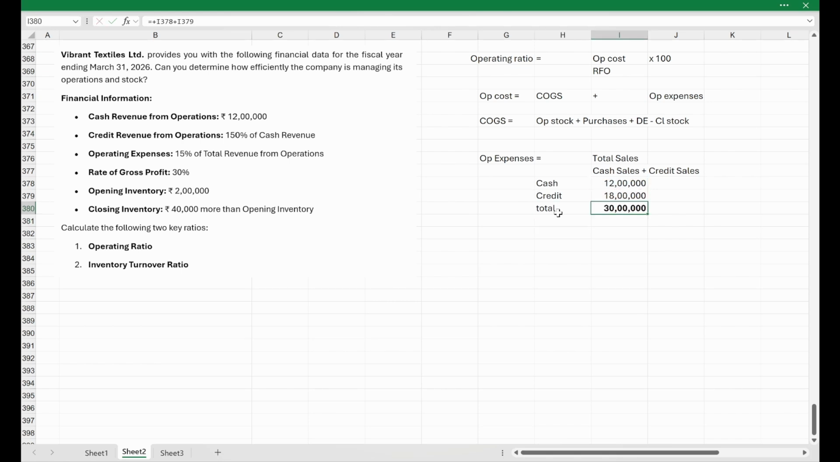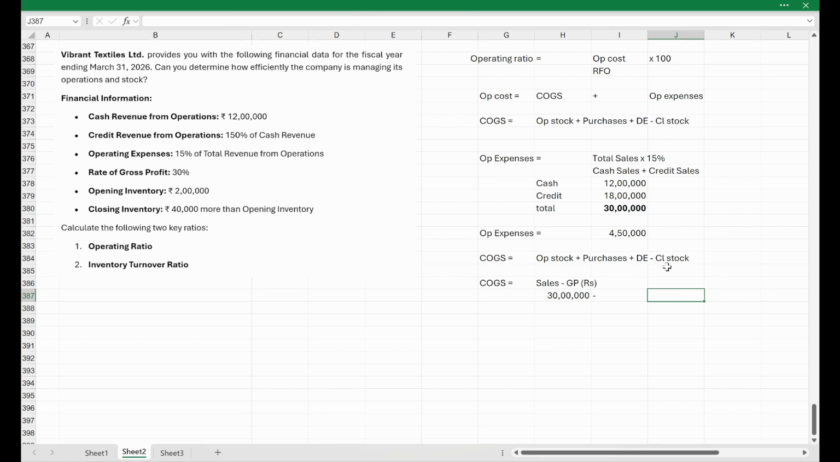We have got the first value. In this question, they have said operating expenses is 15% of total sales. Therefore, operating expenses, one more time, 30 lakhs into 15%, it is 4,50,000.